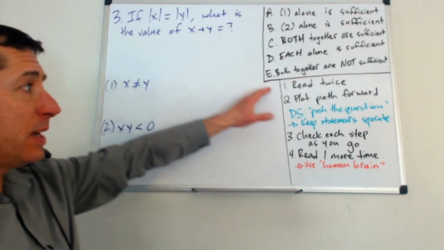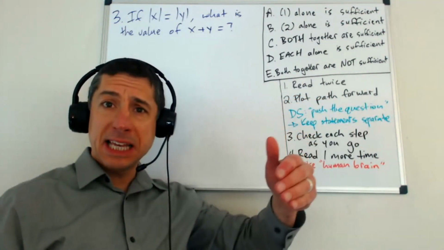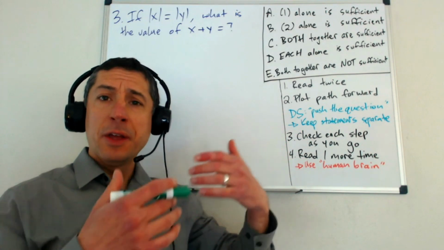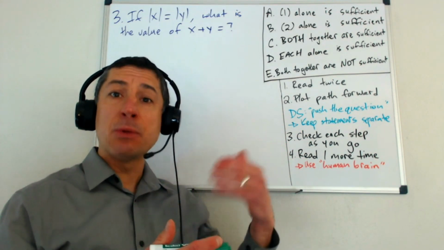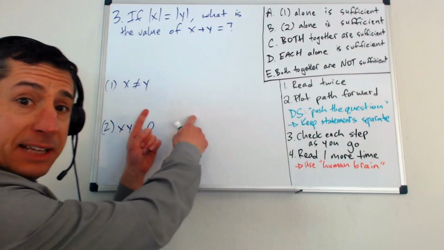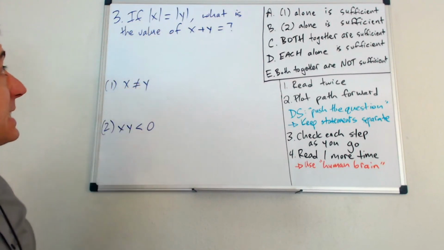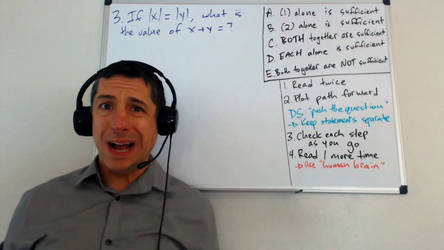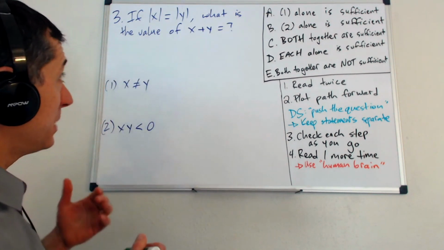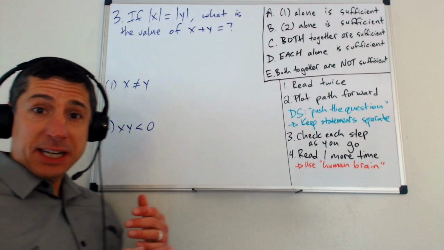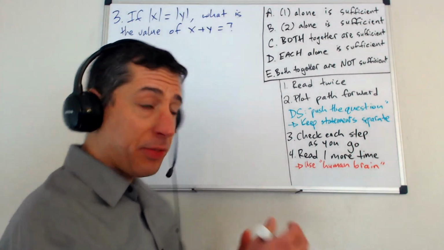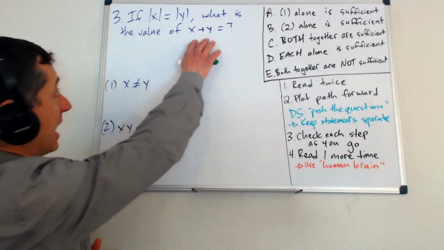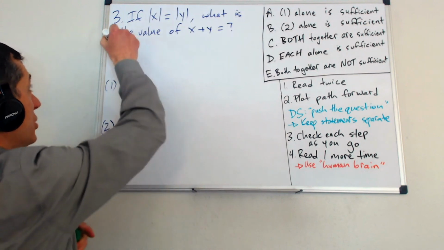Again, we're always going to read that question twice. Data sufficiency, really key thing. Let's plot the path forward, push the question as much as we can, see what we can do to make sense of it before we jump into the answer choices. All right, in this case, we're being asked if absolute value of x is equal to absolute value of y, what is the value of x plus y? The temptation here, as always, is just to barrel on through. Take a moment and go, all right, value of x plus y, there's my question.